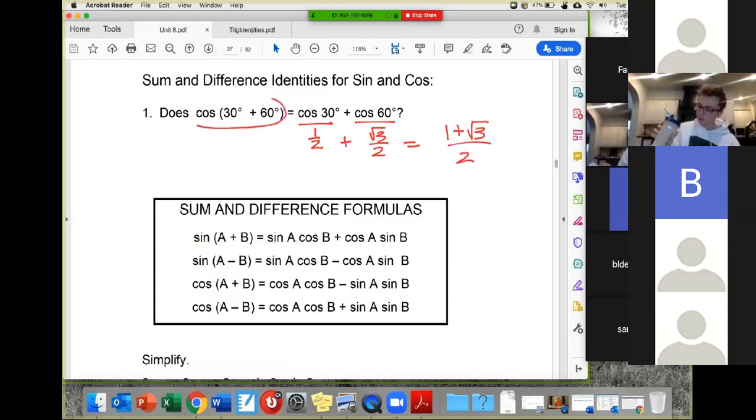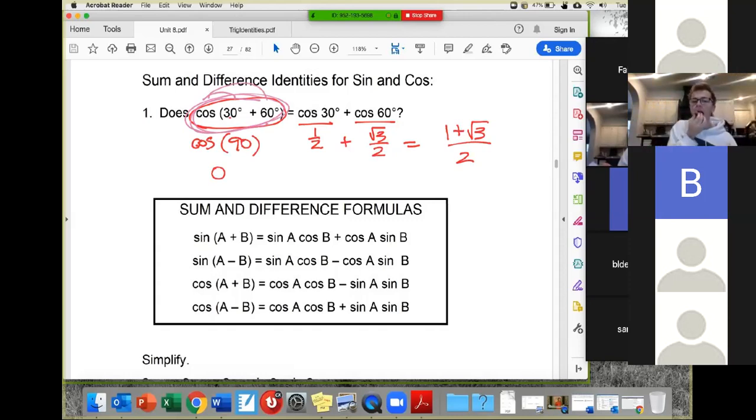So the only thing I could really do with that is make the top over the bottom common denominator. But if I do the left-hand side here, 30 plus 60 would have to be added first, right? So this makes cosine of 90. What's the cosine of 90? 0. Are those two things equal? No. So what that tells me is that as much as we want to, when you have something set up like this, you can't basically distribute the cosine to both terms. So that is the purpose of the sum and difference formulas.